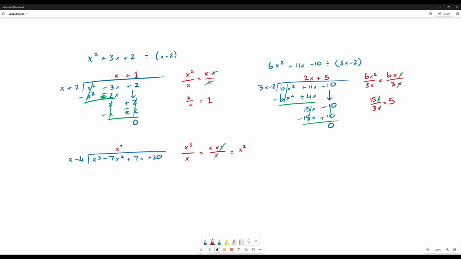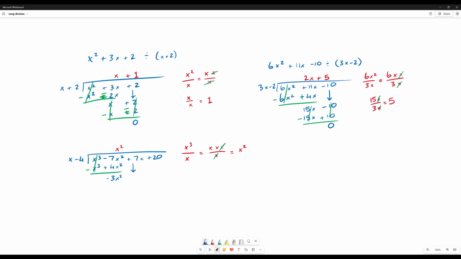X squared, I'm going to keep in line with my x squareds just because. But then x squared by x would be x cubed. X squared by minus 4 is minus 4x squared. You draw a line, change the sign. You'll notice this one was slightly different in that there was an x cubed, which I've cancelled, by the way. But it just means that the thing is going to be slightly longer. Minus 7x squared plus 4x is minus 3x squared.